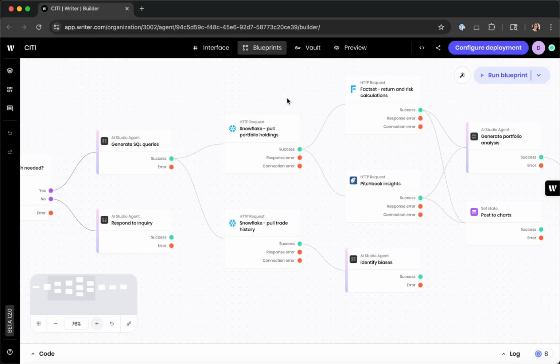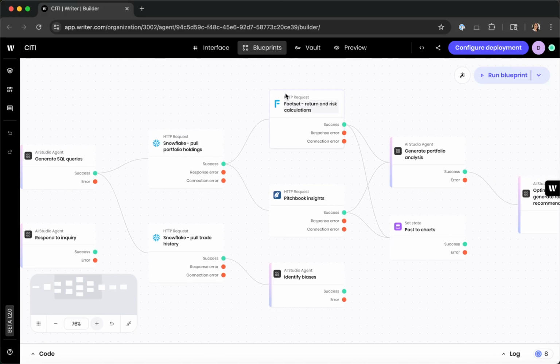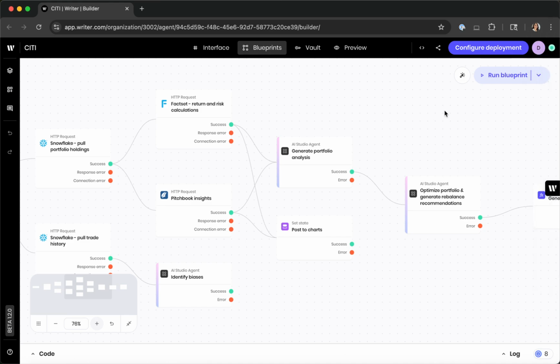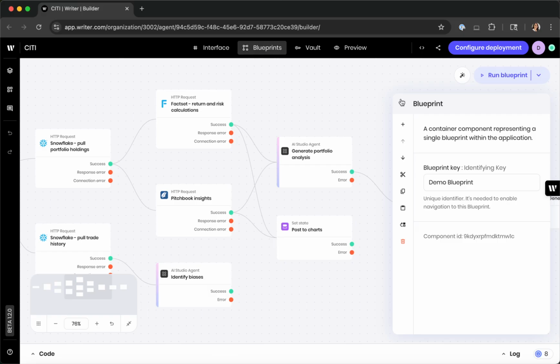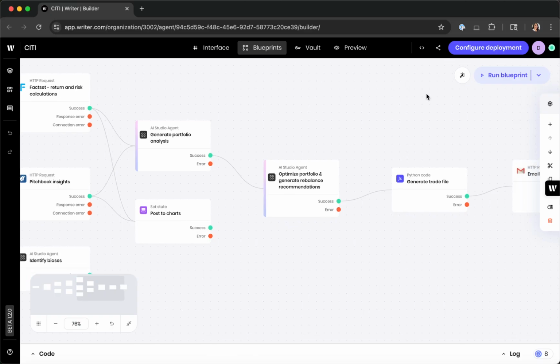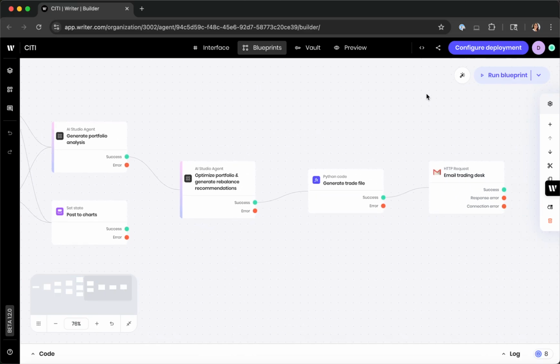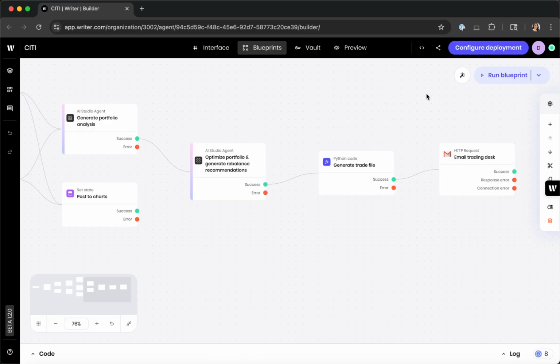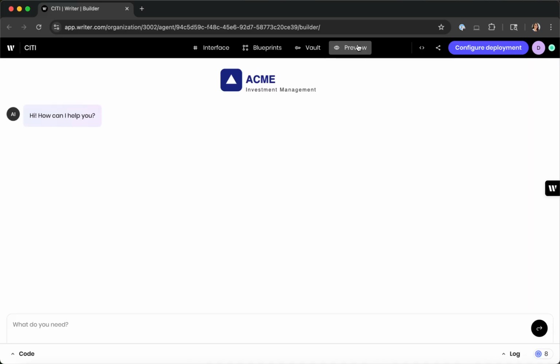pull internal portfolio holdings. It's connecting to FactSet to do return and risk calculations. It's connecting to PitchBook to pull private company and fund information and generates a mosaic of insights. Based on that mosaic of insights, it also recommends how to generate rebalance recommendations, and then finally creates a trade file that it sends out to the trading desk. So let's look at it in action.